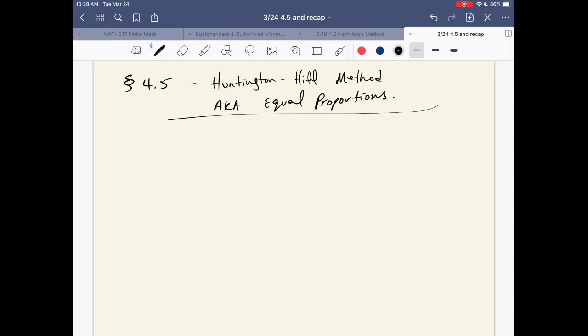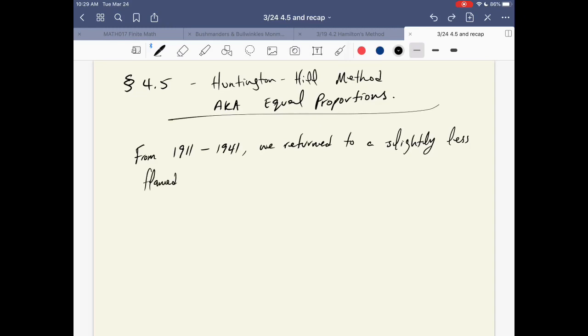Okay, so in 1941, so after 1911, when they found the Alabama paradox, they returned to a previous method which was slightly flawed, but slightly less flawed than Hamilton's. So from 1911 until 1941, we returned to a slightly less flawed apportionment method.